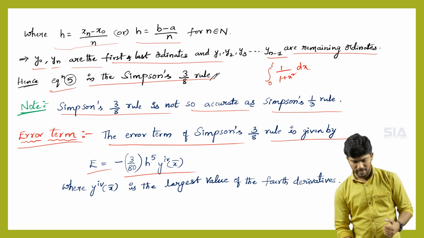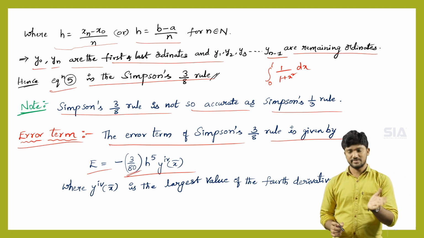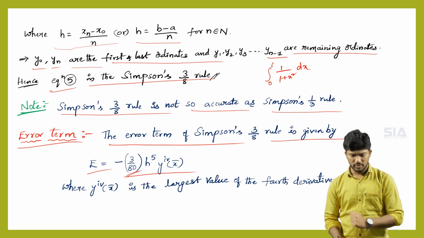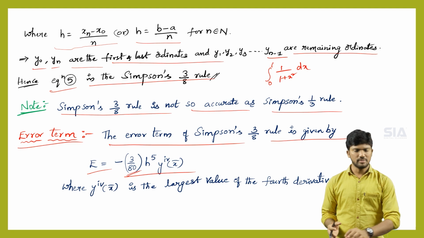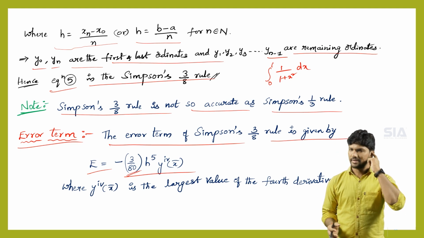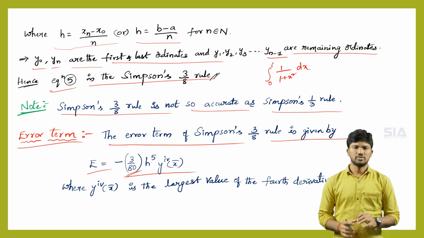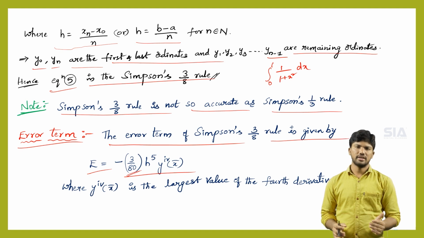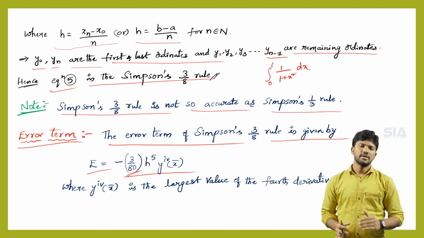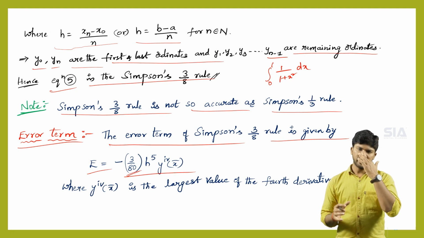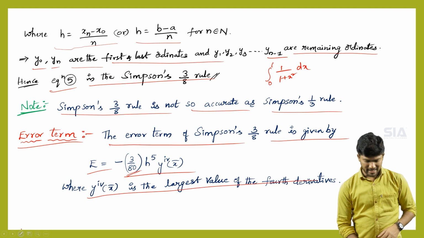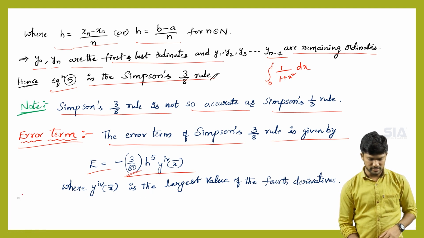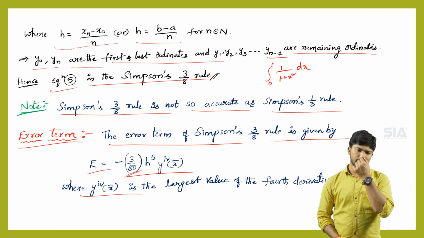Simpson's 3/8 rule కాబట్టి ఇక్కడ 3/80 అని సింపుల్ గా గుర్తుపెట్టుకోండి. ఆ 3/8 రూల్ కి ఎర్రర్ లో కాన్స్టెంట్ ఏంటి, 3/80. ఓకే, ఆ ఎర్రర్ వాల్యూ అంతా కాన్స్టెంటే, బట్ నెంబర్ మనకు గుర్తుండాలంటే 3/80 అని గుర్తుపెట్టుకోండి. 3/8 రూల్ అండ్ ఎర్రర్ ఈస్ minus 3/80 h power 5 y fourth derivative of x bar, where y fourth derivative of x bar is the largest value of the fourth derivatives of the given function y of x. Okay, so therefore in this format we can write them.